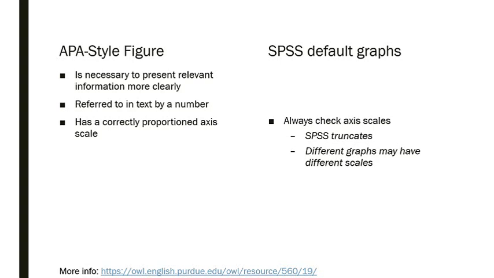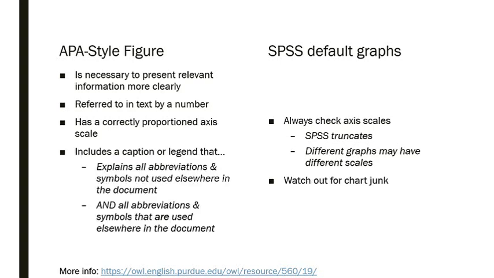Okay? So any APA-style figure needs to include a caption or a legend that explains all abbreviations and symbols not used elsewhere in the document. So if you want to say crosses are reaction times from individual trials, that needs to be clear. You can't assume that that's somewhere else. And if you have on your axis label or in your legend, because it's shorter, an abbreviation, you need to spell it out.